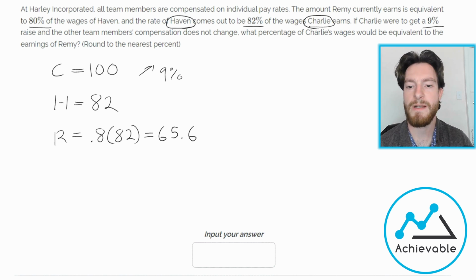So if Remy gets $65.6 and the initial person, which was Charlie, gets a 9% raise, what would the 9% raise be, by the way? That would be $9 from 100. $9 more, which is $109.